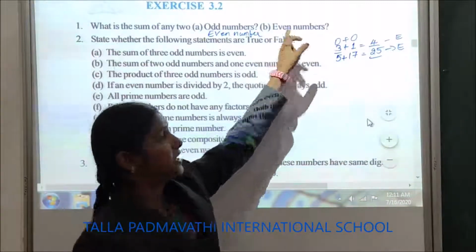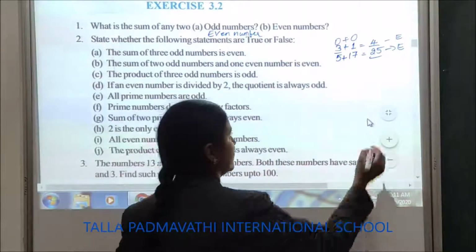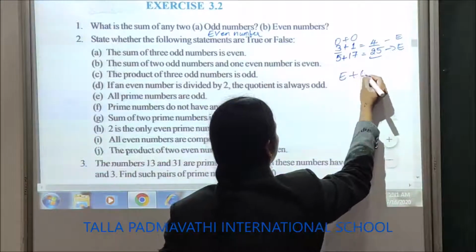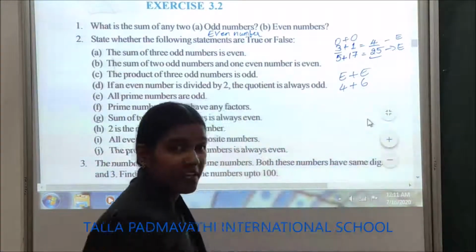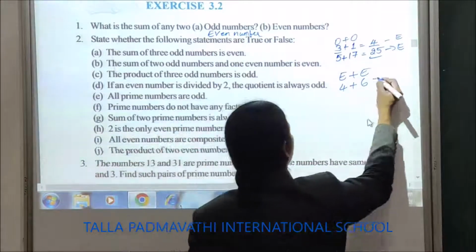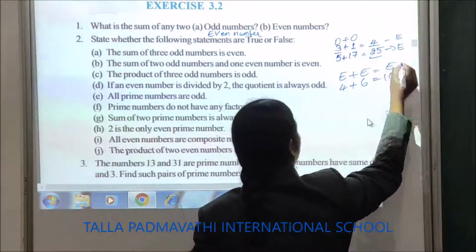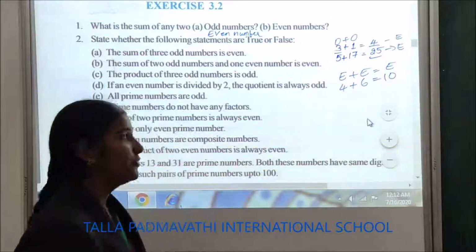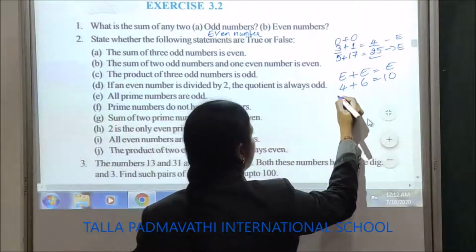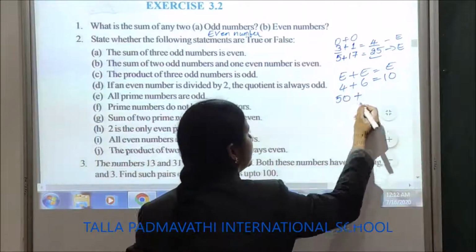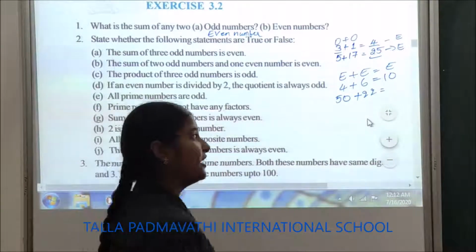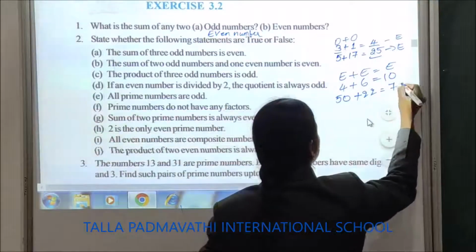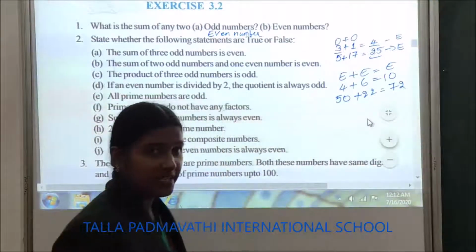B. If you take two even numbers, let us take even plus even. That is 4 plus 6. So 4 plus 6 is what, children? We are going to get 10. That is also an even number. Let us take one more. That is 15 plus 22. So both are even numbers. So add them. That is 72. So here also you got an even number.